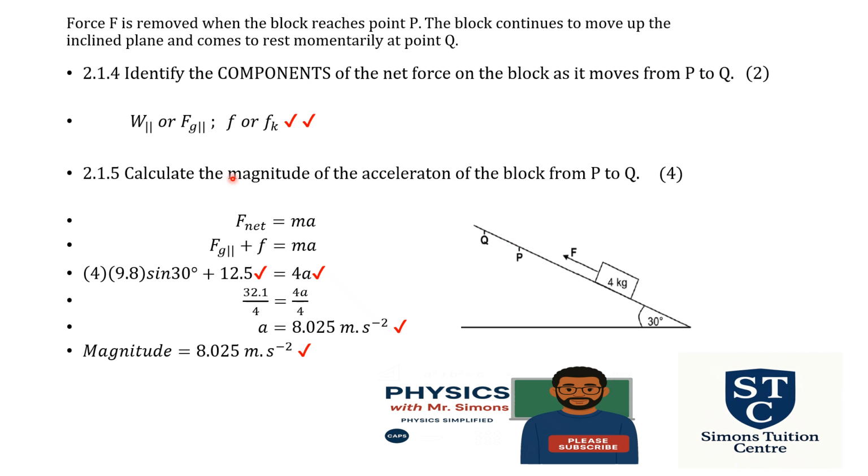So that is 4 marks: 1 for correct substitution, 1 for correct substitution of mass, getting the division properly and getting the correct answer and specifying the magnitude.